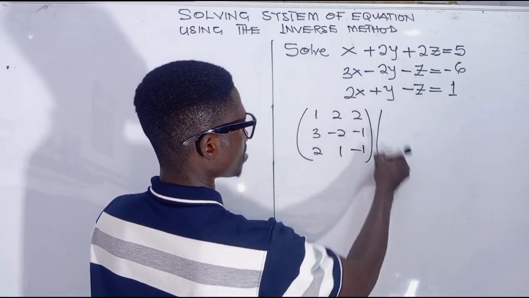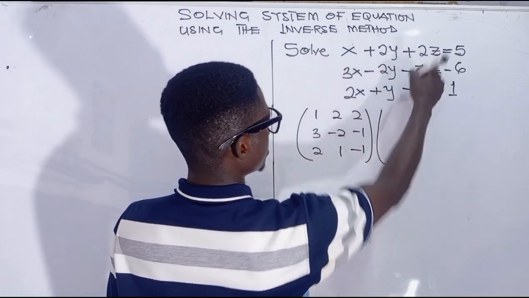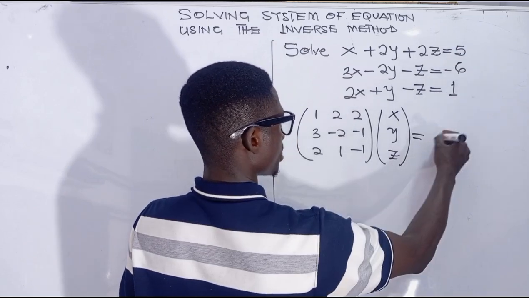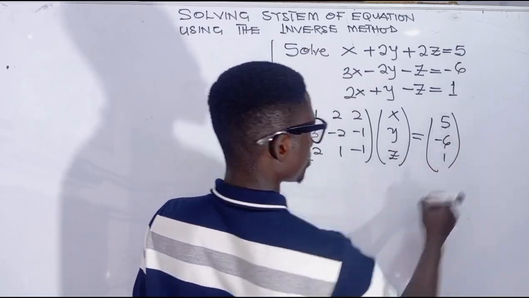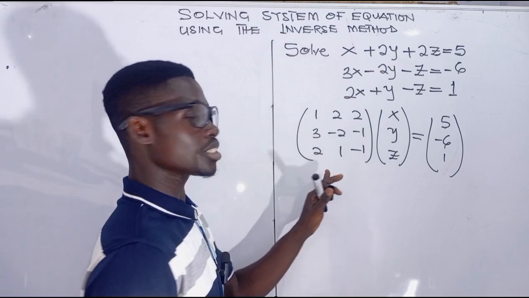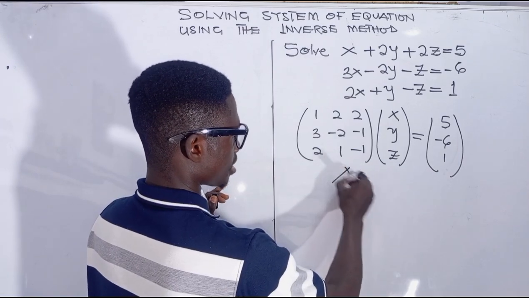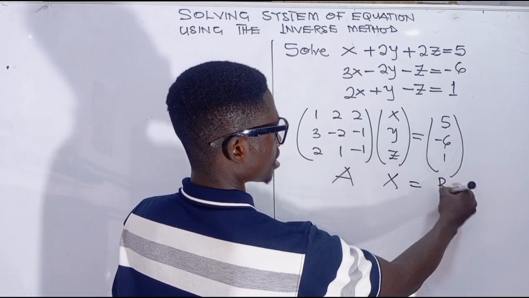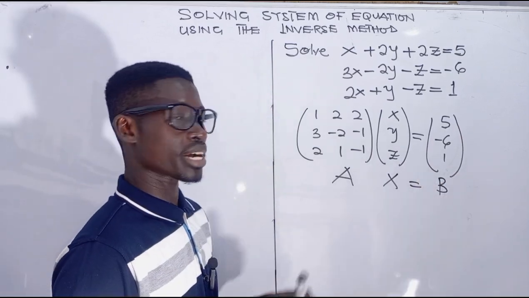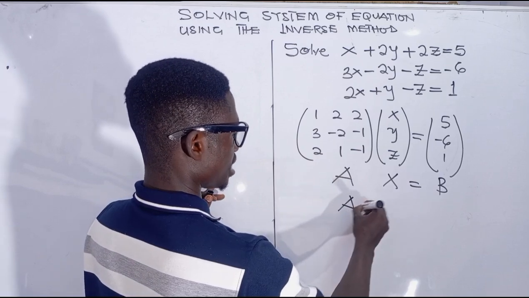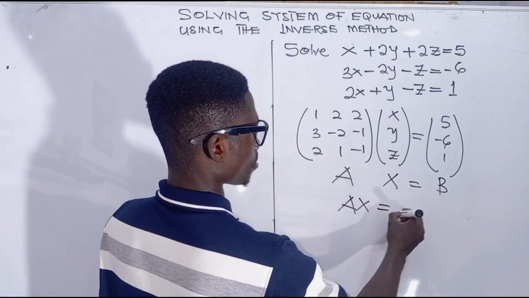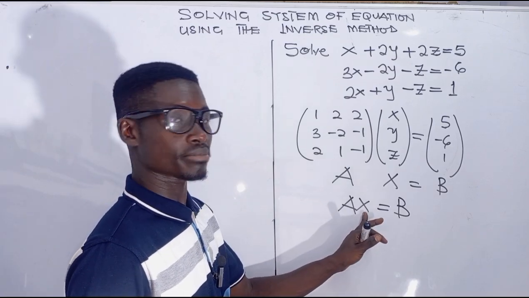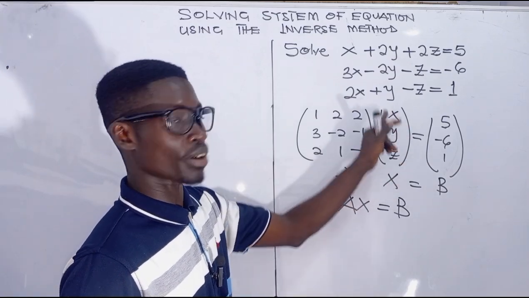then we have multiplied by x, y, and z is equal to this. So let's call this matrix A, let's call this matrix X, and let's call this matrix B. So from here we can say that matrix A times matrix X gives us what? Matrix B. Now we want to find X, which corresponds to these variables.